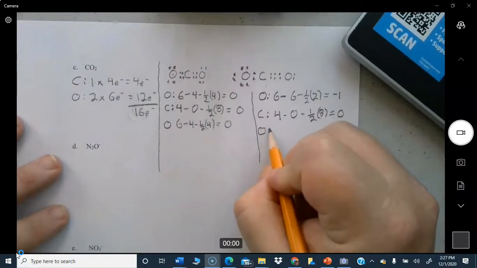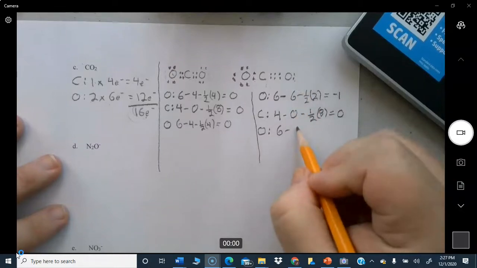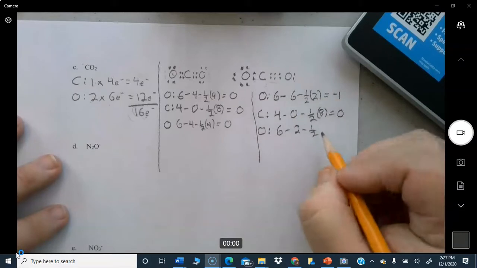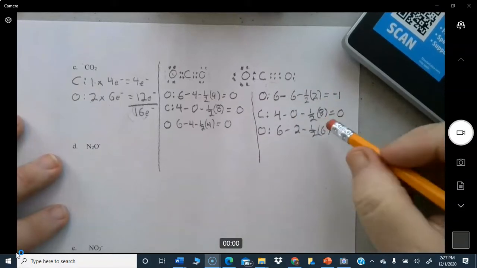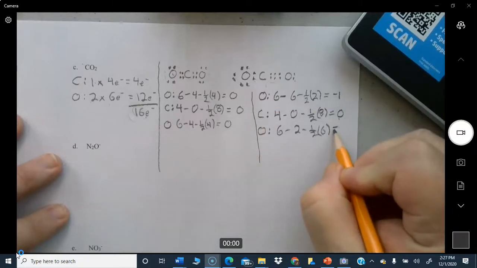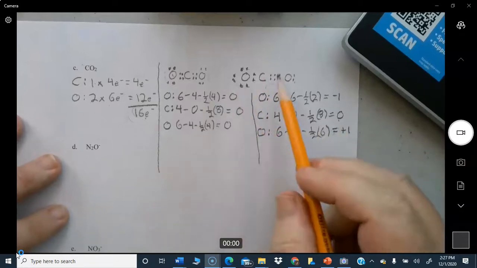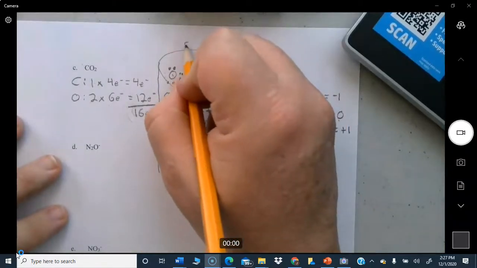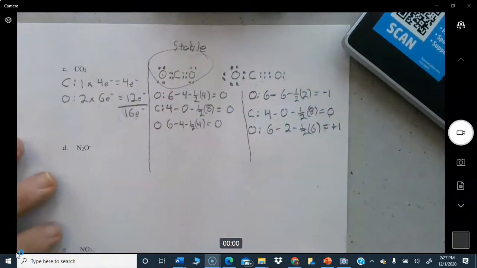And finally, we have the oxygen on the right. 6 valence, 2 lone pair there on the right. Minus 1/2 of the 6 bonding with the carbon. That gives you a +1 charge. So the charge is balanced in the overall molecule, but it's still drawn to one side. So that is an unstable configuration. So this is the stable configuration. That's what would be found in nature, okay?